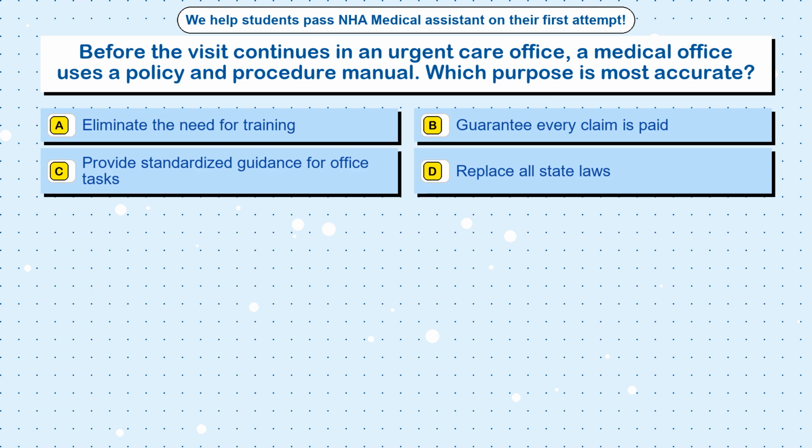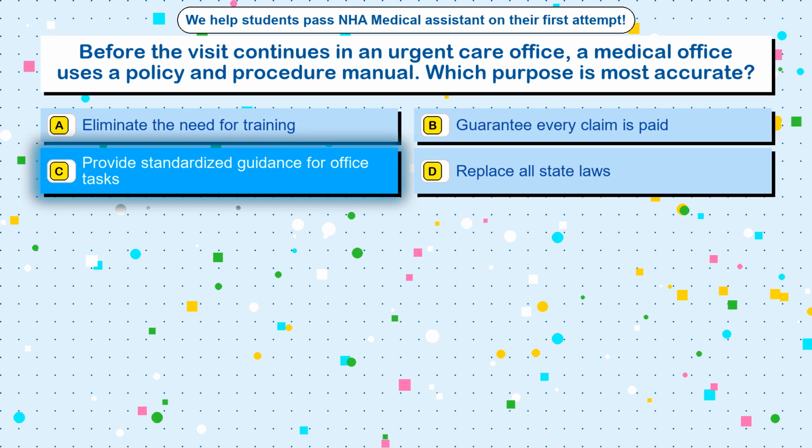Question 55. Before the visit continues in an urgent care office, a medical office uses a policy and procedure manual. Which purpose is most accurate? Option A, eliminate the need for training. Option B, guarantee every claim is paid. Option C, provide standardized guidance for office tasks. Option D, replace all state laws. The correct answer is option C, provide standardized guidance for office tasks.